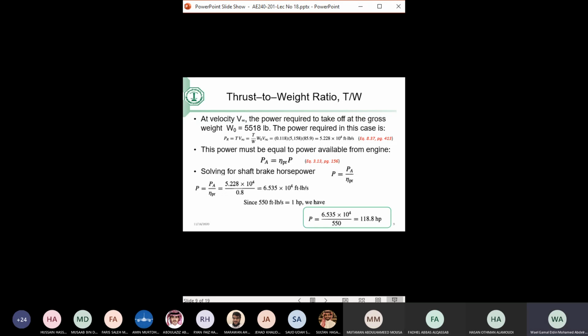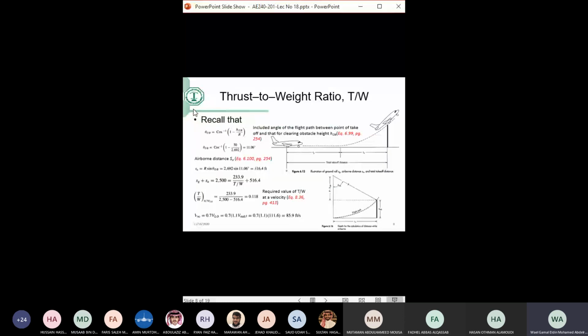So I will stop now to see if you have questions in the power that we found. Yes, Musab. Can we use thrust given takeoff distance? Shorter distance takeoff. You can. You mean instead of the 2,500, you want to make it shorter, right? 2,000, for example, or 2,200, right? Yes. Okay. So of course you can.